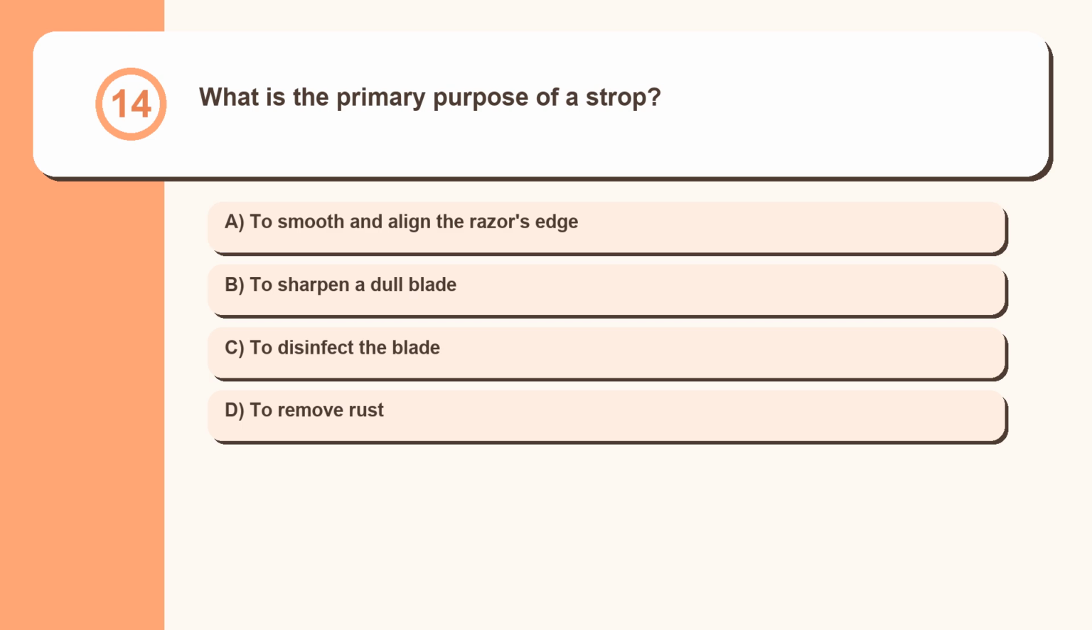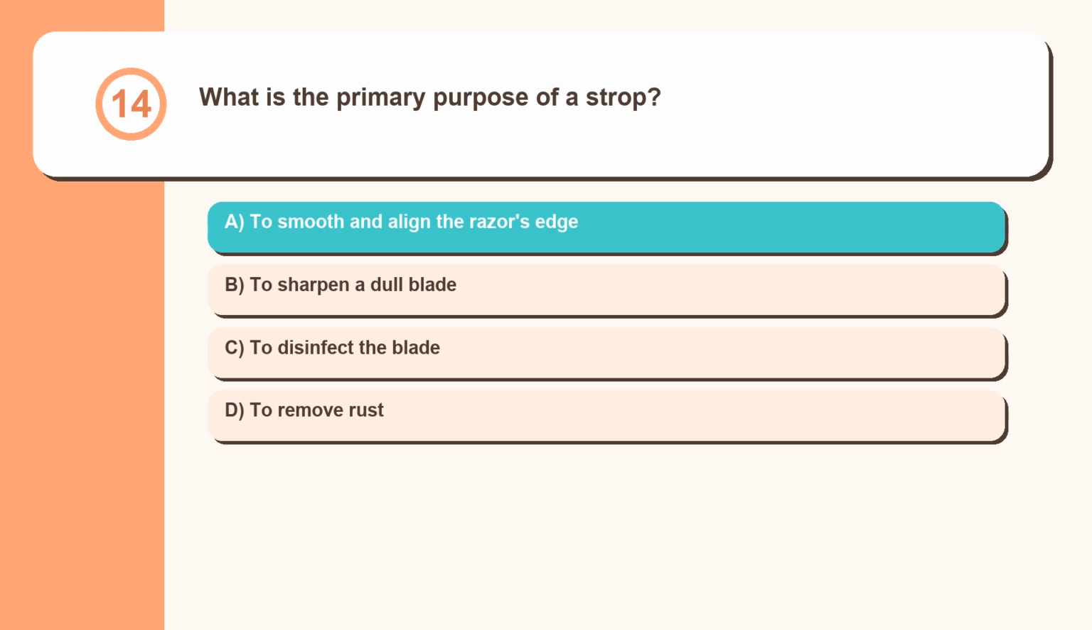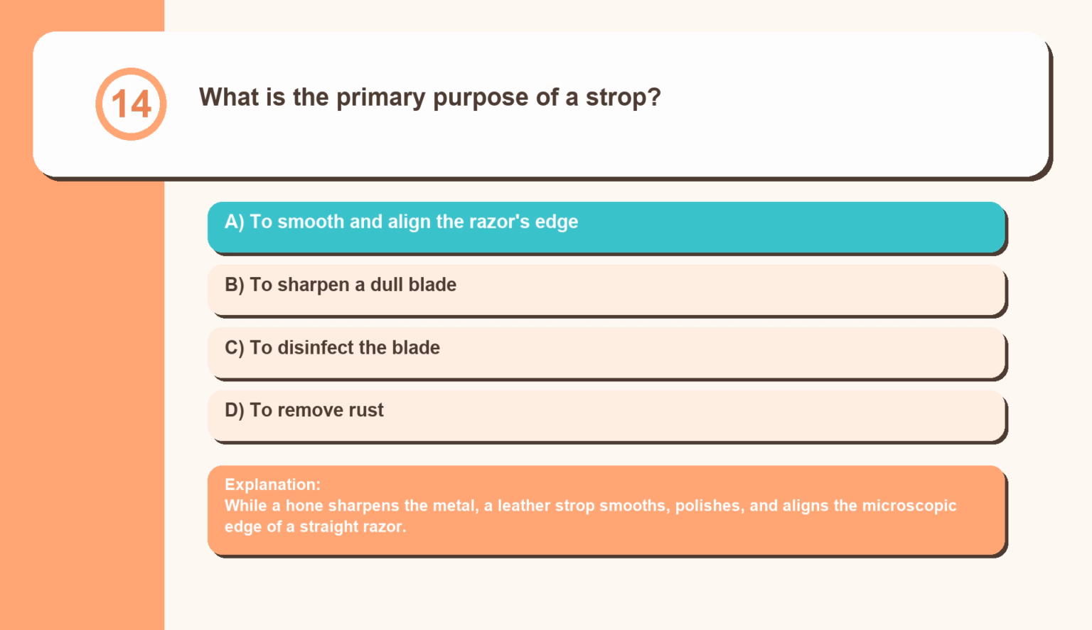Question 14. What is the primary purpose of a strop? To smooth and align the razor's edge, to sharpen a dull blade, to disinfect the blade, or to remove rust? While a hone sharpens the metal, a leather strop smooths, polishes, and aligns the microscopic edge of a straight razor.